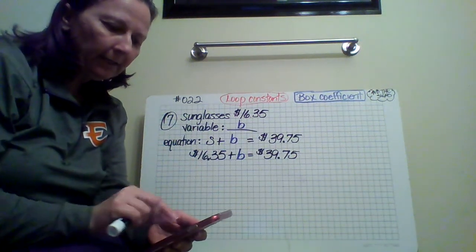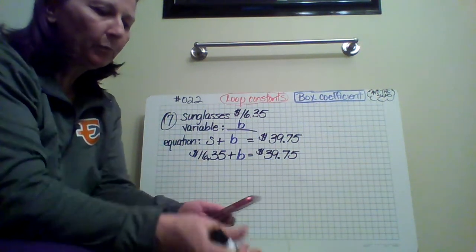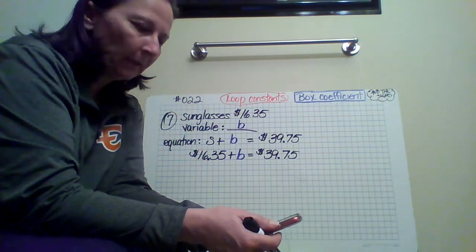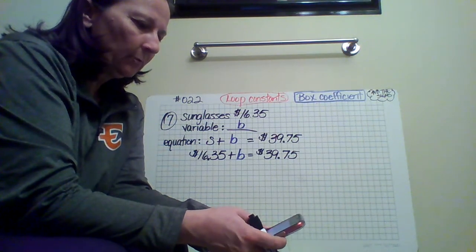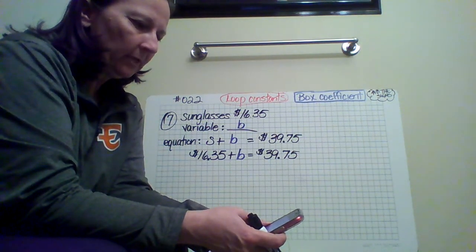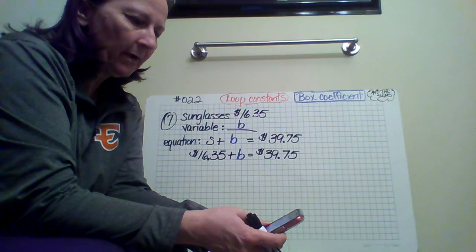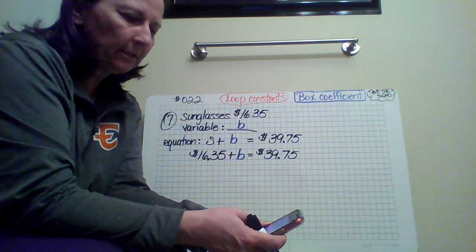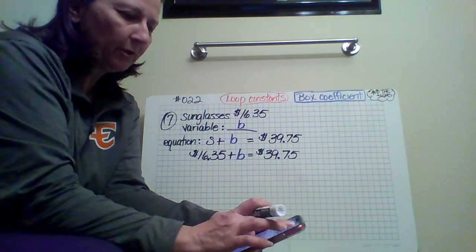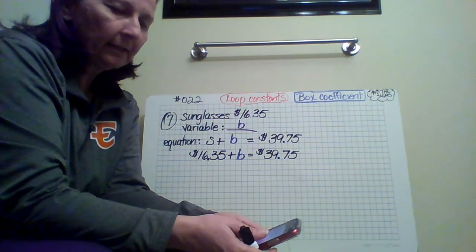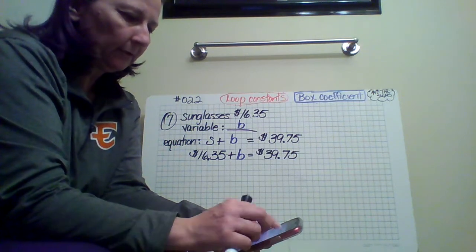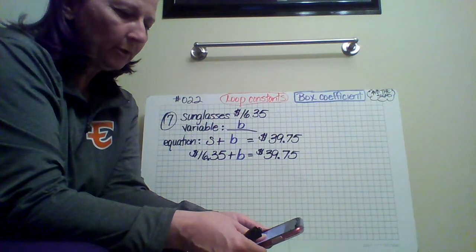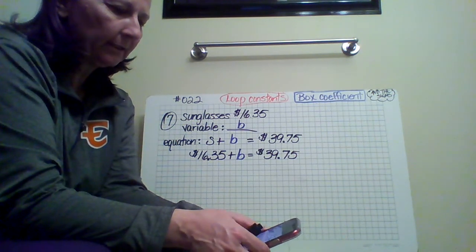All right, guys, let's go ahead and get started with problems 7 through 10, which are the word problems on assignment 22. If you read along with me, for problem 7, Olivia purchases gifts for her mom and grandma for Mother's Day. The first is a pair of sunglasses for $16.35, and the second is a bracelet. Her total is $39.75. How much did she spend on the bracelet?